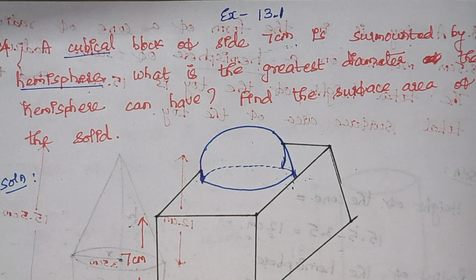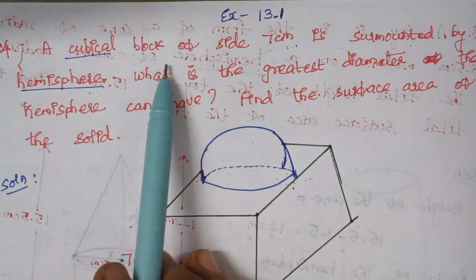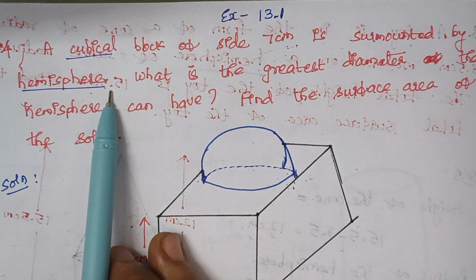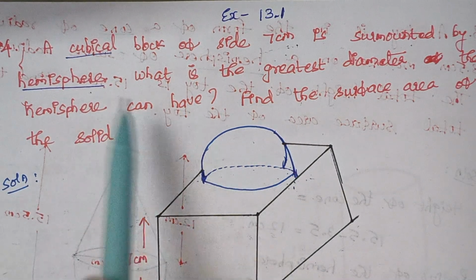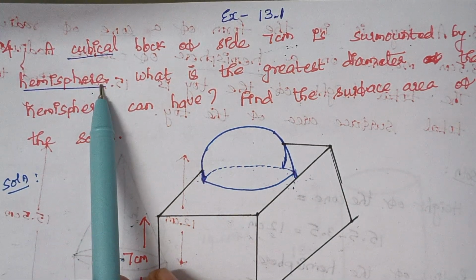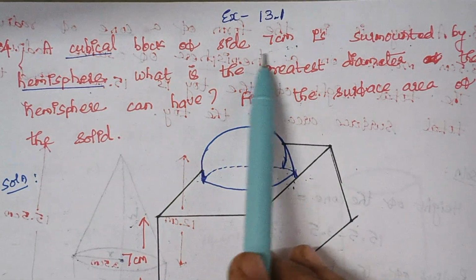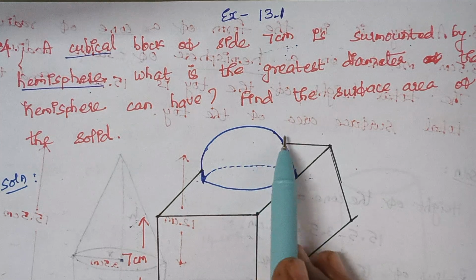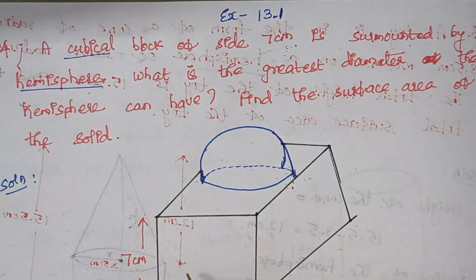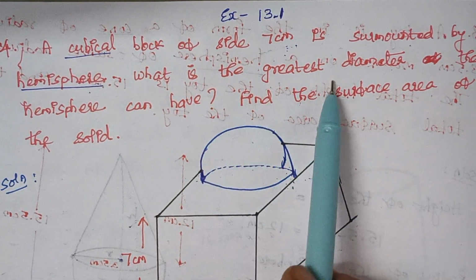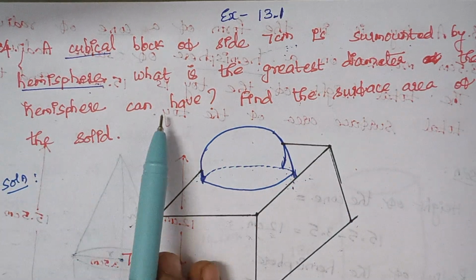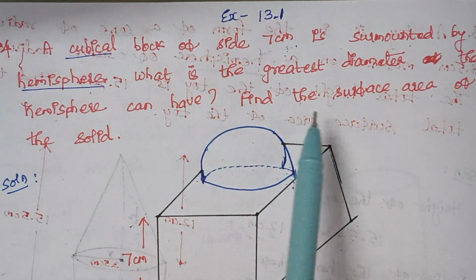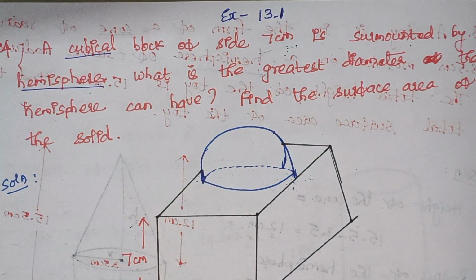Here the problem is: a cubical block of side 7 centimeter is surmounted by a hemisphere. So here we are having a cube and a hemisphere, right? The side of the cube is 7 centimeter. Here a hemisphere is placed on the top of the cube, right? So what is the greatest diameter the hemisphere can have? Find the surface area of the solid.